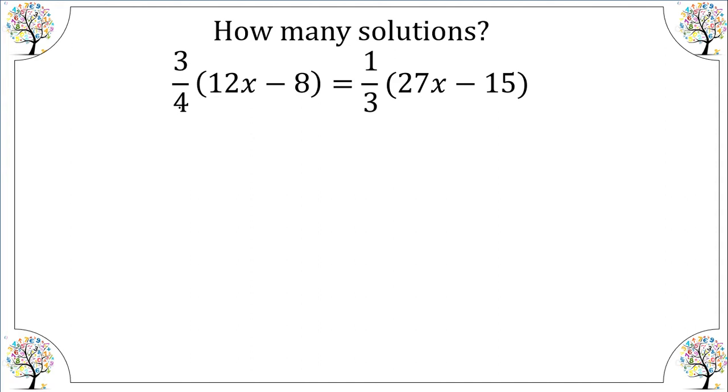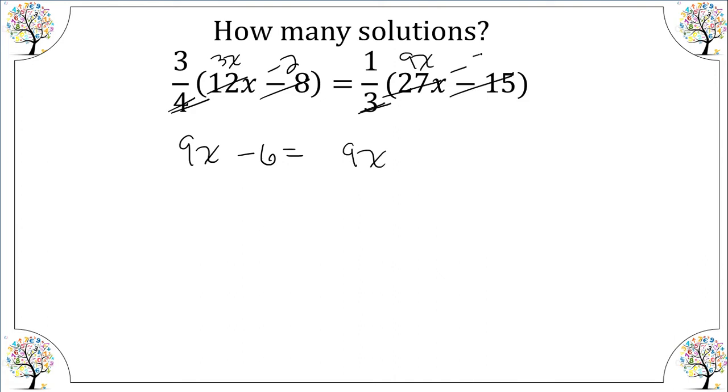So I'm going to distribute 3/4. So this is saying 4 into 12x is 3x. 3x times 3 is 9x. 4 into minus 8 is minus 2. Minus 2 times 3 is minus 6. 1/3 distributed: 3 goes into 27x, 9x times 1 is 9x. 3 into minus 15 is minus 5 times 1 is minus 5.